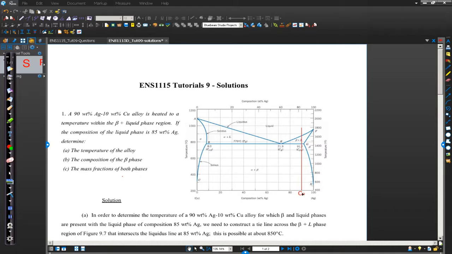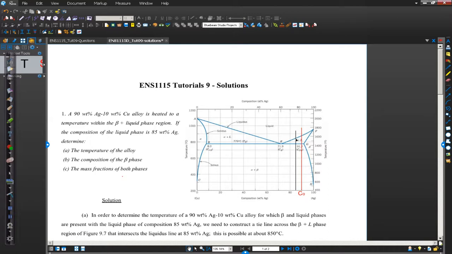and mass fraction? So the overall composition, I've already drawn a line here and I've labeled it as composition O, so that's overall. So I've got this alloy composition and I'm heating it till it gets to the beta plus liquid phase. Now once it gets to this region, we already know that the composition of liquid phase is 85 weight%. So at 85% liquid phase, I'm going to go ahead and draw a line. So at composition of liquid 85, it intersects the liquidus line at a point.